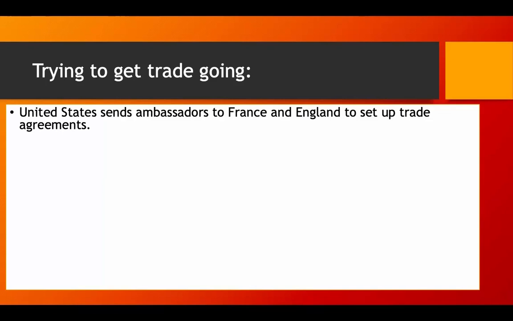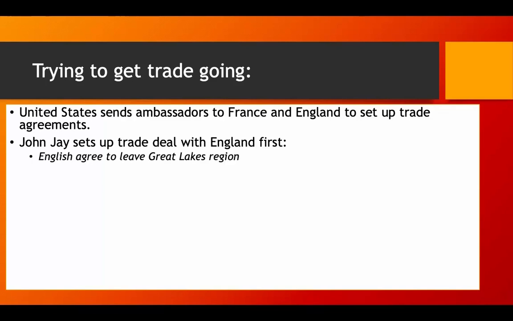Who do we send ambassadors to first? We should have sent people to both countries at the same time, by the way. We just didn't think about it, apparently. So Ambassador John Jay is going to go to England. And what John Jay is going to do is negotiate a trade deal, which is a pretty poor trade deal. The weights and measures are not set in our favor. It's mostly because we have no power to negotiate a better trade deal.